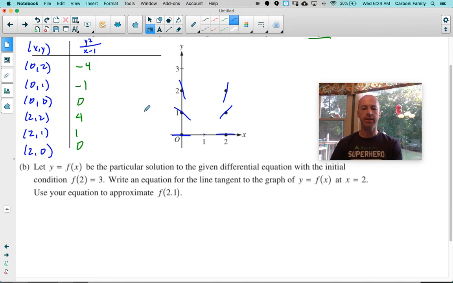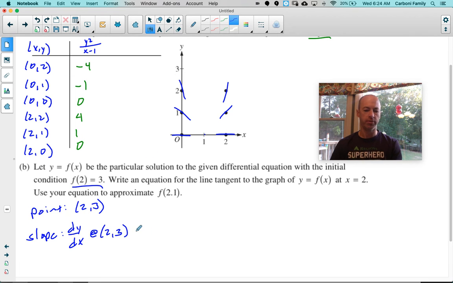Pretty easy. And then part B asks you to write the equation of a line tangent, so you need a point and a slope. The point at x equals 2, they tell you is at (2, 3). And then the slope is going to be the differential equation at the point (2, 3). And this is annoying because we have not done that yet. I was hoping that we could pull one of the slopes off the slope field.